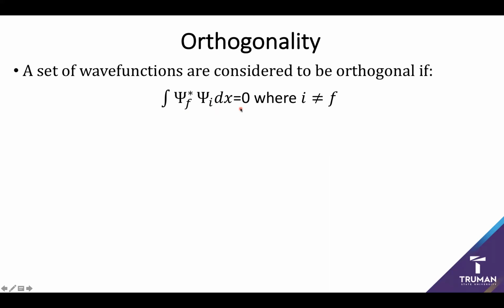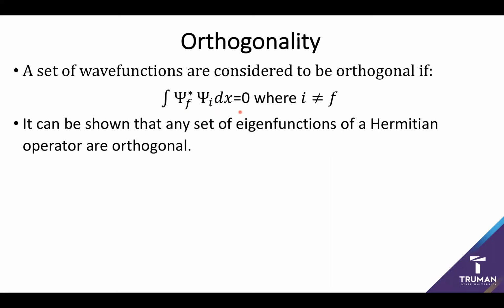So then what we are left with is proving that any set of eigenfunctions of a Hermitian operator are orthogonal. So if I have any set of wave functions that are the eigenfunctions of any Hermitian operator, that will by definition prove that they're orthogonal. This means that all I need to make sure is that my wave function is an eigenfunction of the position operator, the momentum operator, or the energy operator. If it's an eigenfunction of any of those operators, it means it's by definition orthogonal.